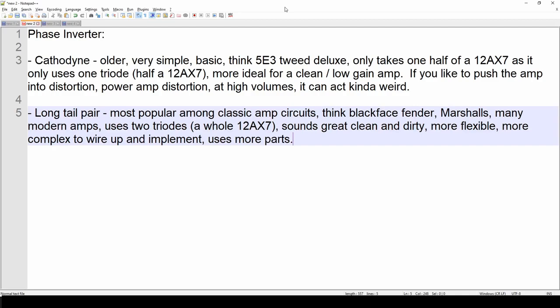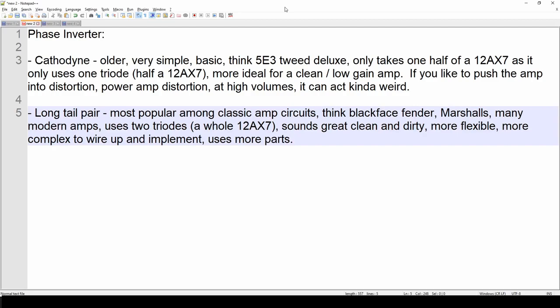Most Vox style amps or Matchless style amps are going to use this. The main difference is it's going to use two triodes, so it uses two gain stages, the whole 12AX7. But the nice part about it is the cathodyne phase inverter simply performs its job, where it takes one mono signal and splits it into two out of phase paths. But the long tail pair does that as well, and it also provides amplification and a gain boost.